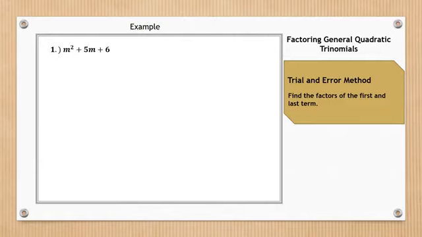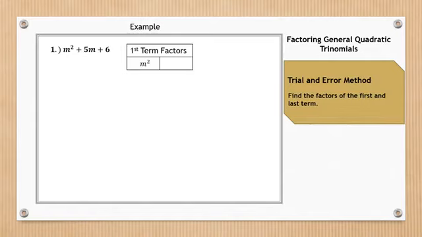We'll have m squared plus 5m plus 6. As further na dinidiscuss ko to class, may mga cases na pwede nating babantayan. Let's try to see ano yon. Sabi nga, you have to find the factors of the first and the last term. So, I made a table.